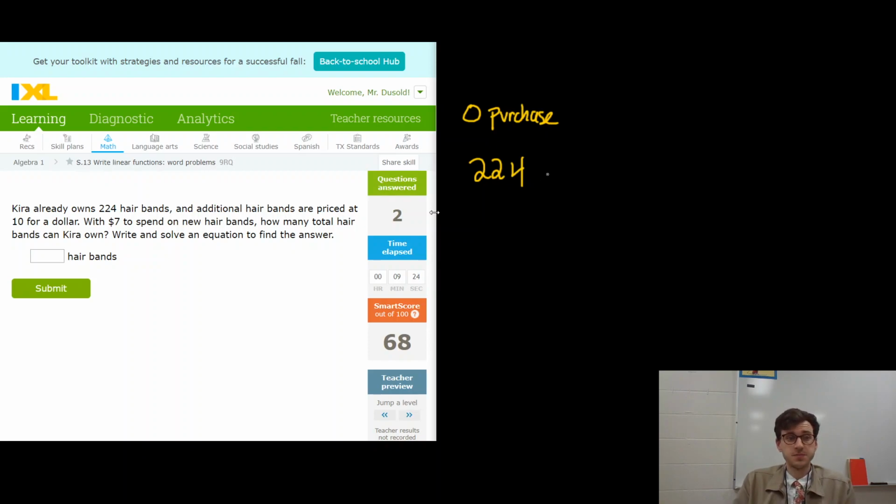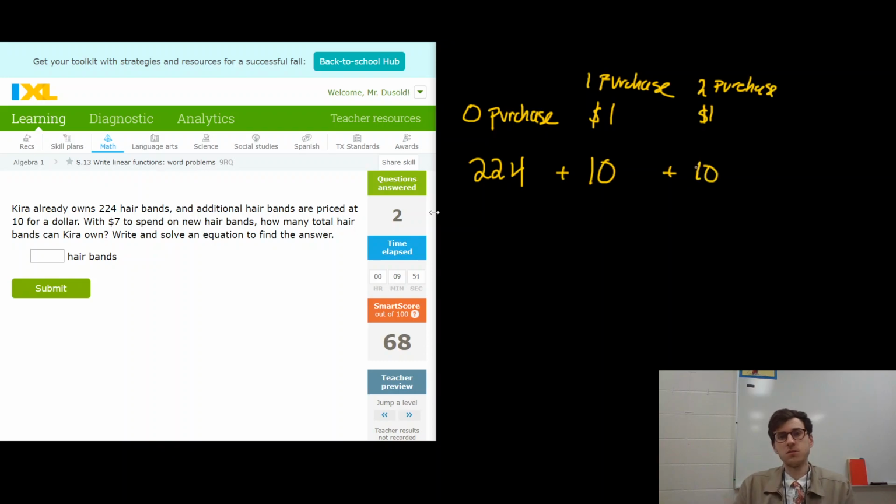Maybe it's not. Okay. Additional hairbands are priced at 10 for $1. So if she made one purchase, if she spent $1, then she'd buy 10 hairbands, right? So this is her first purchase. If she bought another pack of hairbands for another $1, her second purchase would also be 10 hairbands.